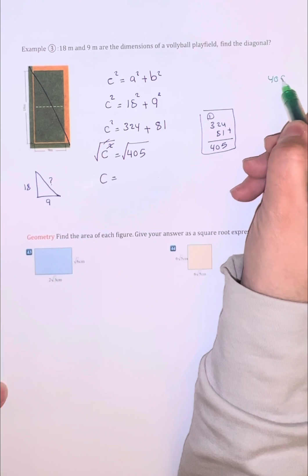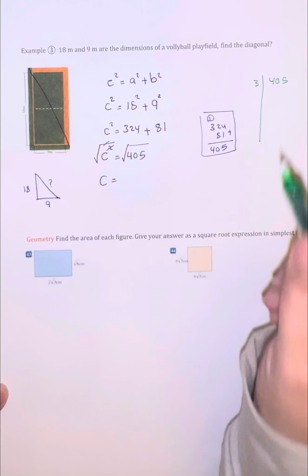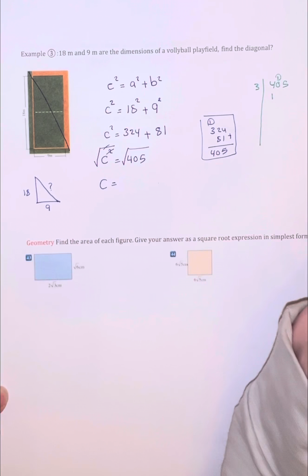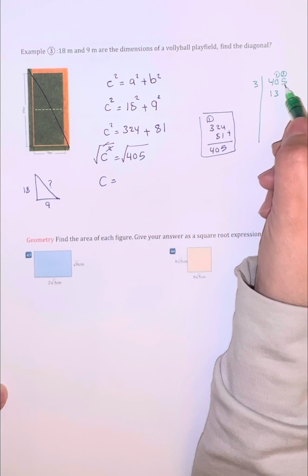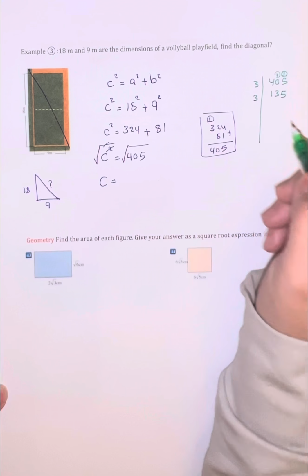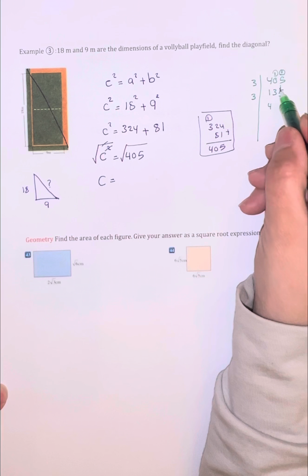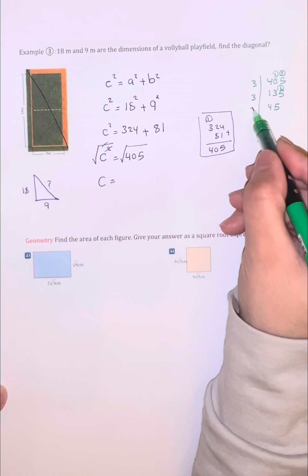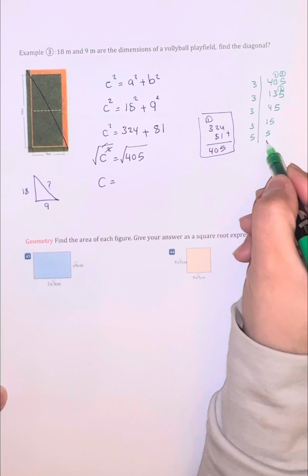405 is an odd number, so I will divide by 3, okay? 4 divided by 3 is 1 and 1 left. 1 with 0 will be 10. 10 divided by 3 is 3 and we again have 1 left. 1 with 5 is 15, divided by 3 will be 5. Again we get an odd number, divided by 3. 135 divided by 3 is 45, 45 divided by 3 is 15, 15 divided by 3 is 5, divided by itself will be 1.